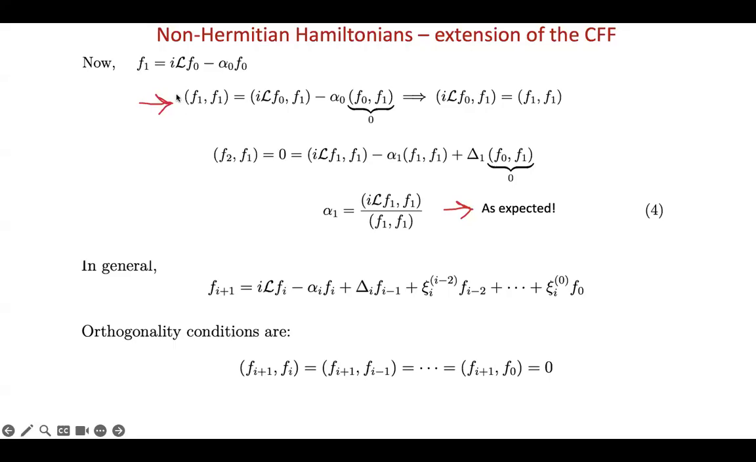So F1 is IL F0 minus alpha 0 F0, then this is what I just was telling you. If you punch this with F1, this may not be 0, but if you punch F0 with F1, it's got to be 0, by definition. And so you get the delta 1 and the alpha 1 as we talked about.